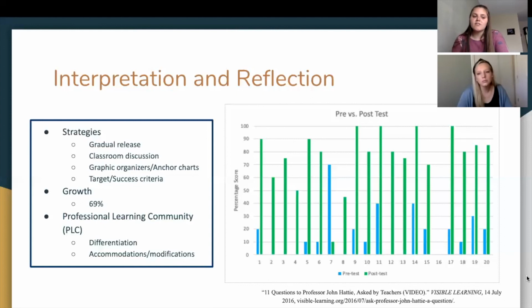And then also accommodations and modifications. This is either adjusting what the students are learning based on their level or their individualized learning plans, or how to adjust little things to make it more accessible for their learning without changing the standards.